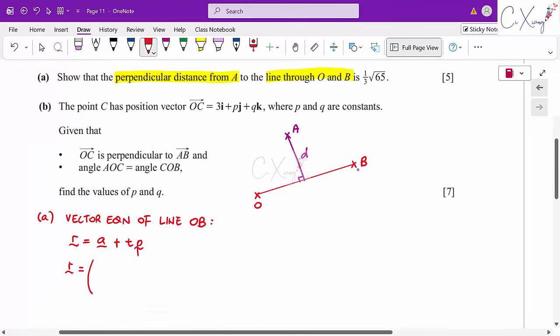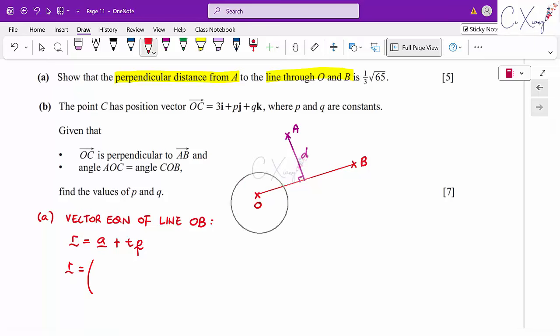Okay, but for me, I want to choose an easier one. So I will choose the passing point at 0, 0, 0, which is the origin. What is the direction of the line? For the direction of the line, it will be either OB or BO, up to you. I'm using the direction of OB, from O going to B. That's the direction of the line. OB has the position vector 4, 2, 4. So this is basically the vector equation of the line OB.